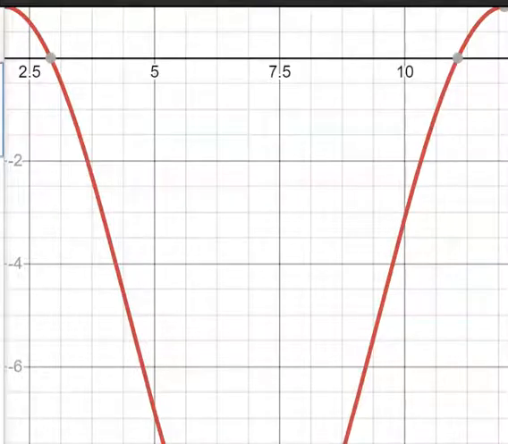What's my amplitude? 12. Okay, because I went up 6 on this side, and then I went 6 more on this side. So I added up, that's 12. So my range would be negative 11 to 1. And then my domain is all real numbers, as usual. Okay.